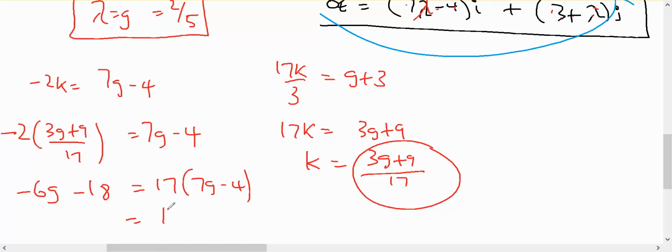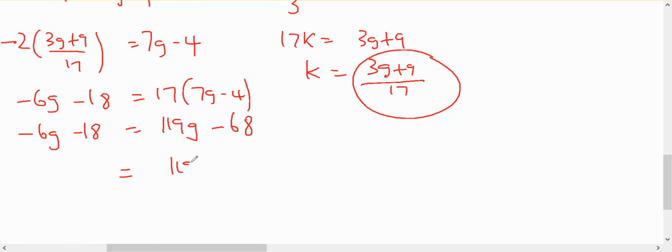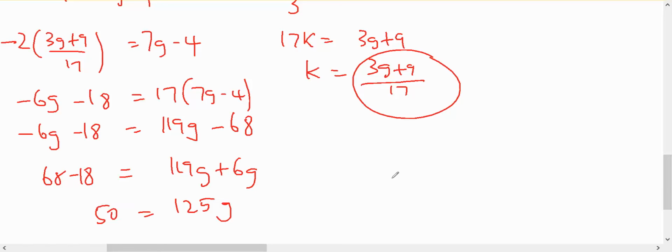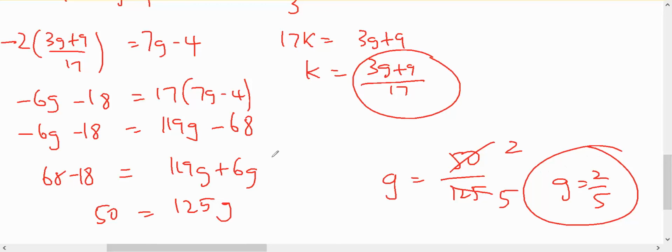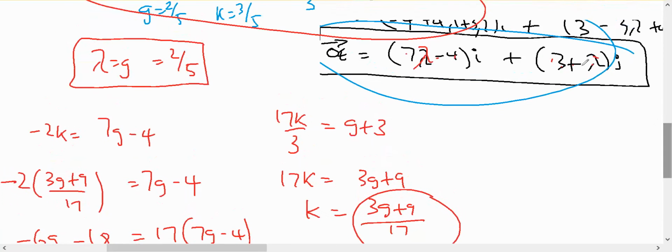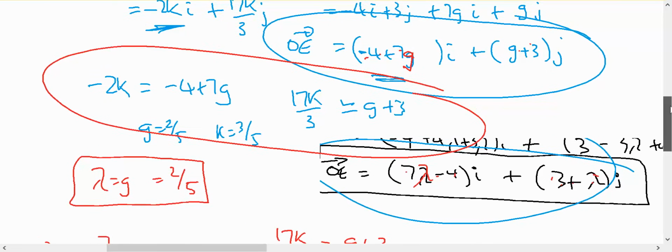That's 119g minus 68 equals minus 6g minus 18. 119g plus 6g is 125g. 68 minus 18 is 50. g equals 50 on 125. Common factor of 25 goes 2, goes 5. g equals 2/5. Same answer. So it's using a substitution method. Okay, so g, or lambda, equals 2/5.